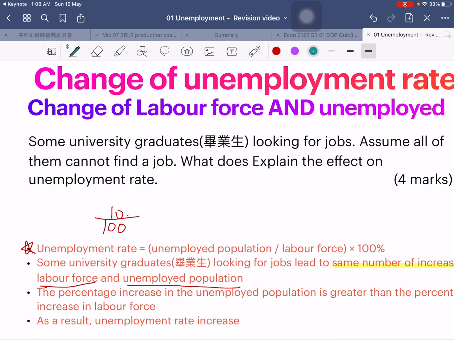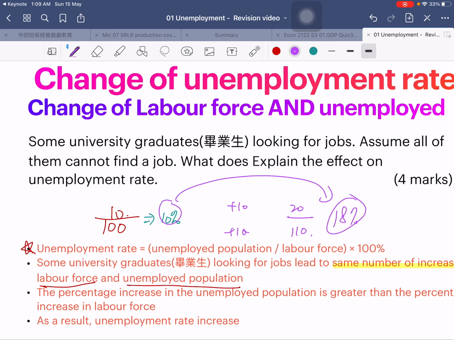So what happened? Before these things happened, we found that there is a 10% unemployment rate. If there are 10 graduates and 10 of them become unemployed, it will become 20 over 110, which is about 18%. So actually it increased, right? So that's why the unemployment rate will increase.